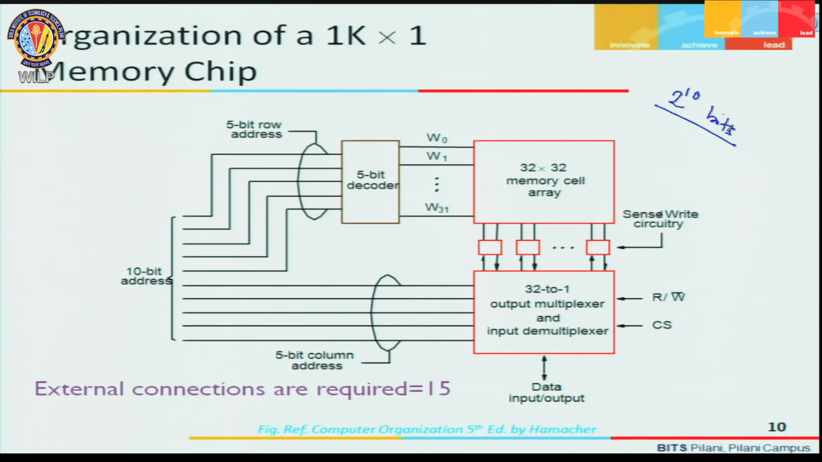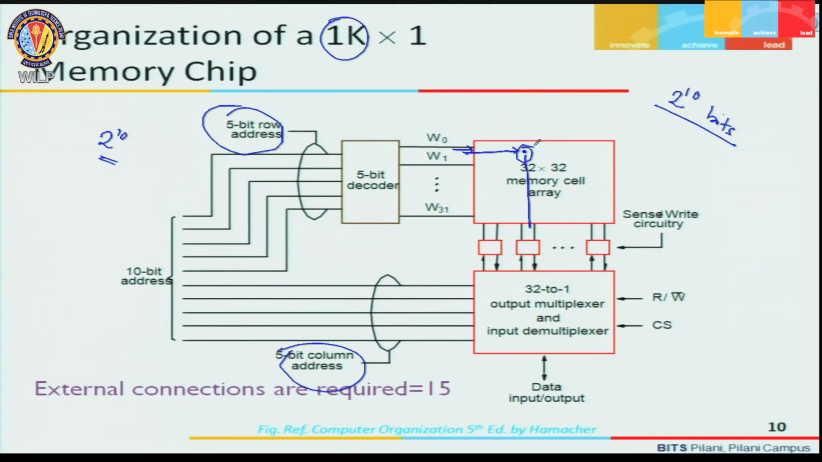Now, what will be the address size? For 1K memory, the address size will be 10 bits, 2 raised to the power 10. These 10 address bits are divided into 2 groups: a 5 bit row address and a 5 bit column address. The row address will identify which one of the 32 rows, and the column address will identify one of the 32 columns. So, let us say this is the row and this is the column, and one particular address represents this 1 bit.